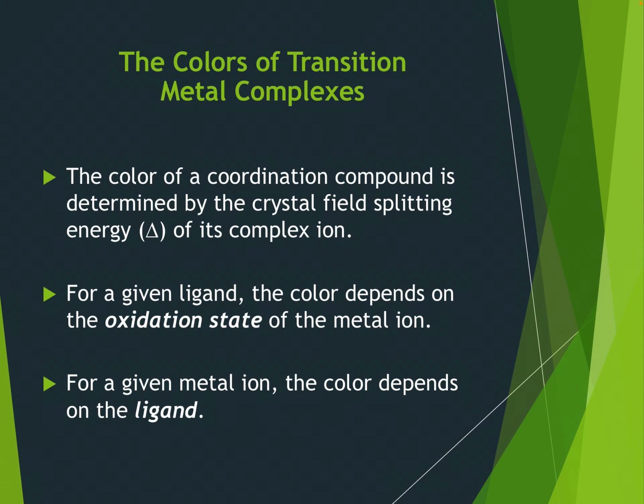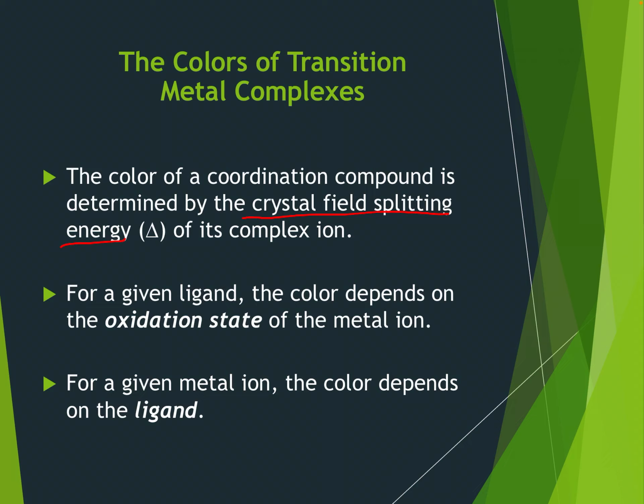First, though, I want to talk about the colors of transition metals. I told you earlier that valence bond theory was not good at predicting the colors of the transition metal complexes. This is because the color is going to be determined by the crystal field splitting energy. Valence bond theory doesn't take that into account, but crystal field theory does. So the color is determined by the crystal field splitting energy of the complex ion.